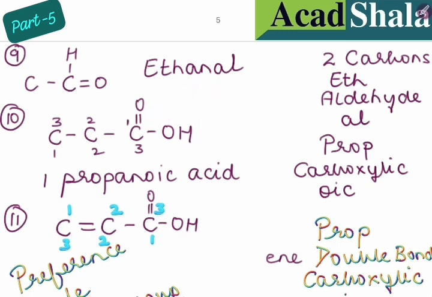So what will I write? The functional group, that is the carboxylic acid, the carboxyl group, is attached to the first carbon atom. Hence the suffix I will use is -oic, and the naming of the compound will be 1-propanoic acid.